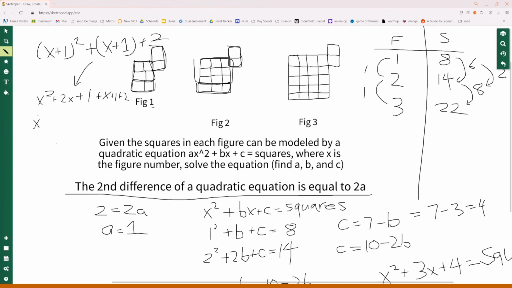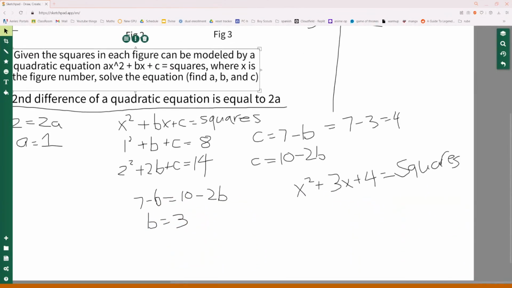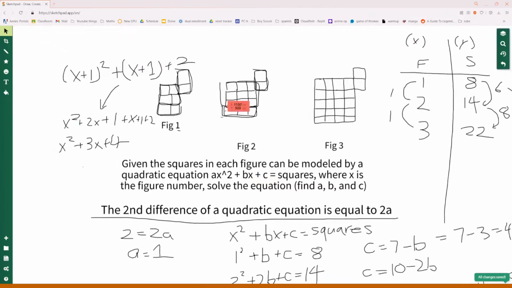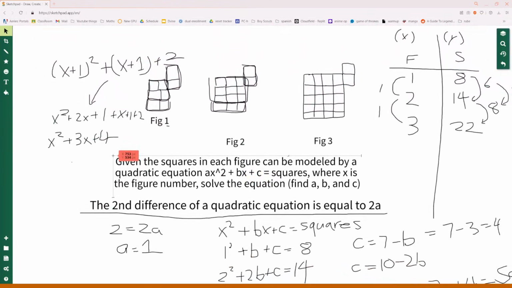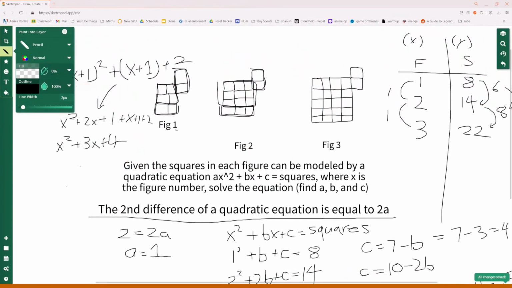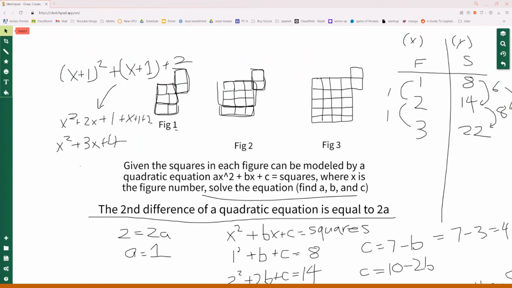This becomes x squared plus 3x plus 4. Oh, this gets messy. Okay, well, just like what we got down here, x squared plus 3x plus 4. So 2 methods to solve this, and it should be x squared plus 3x plus 4. So the equation is solved, and that is it.